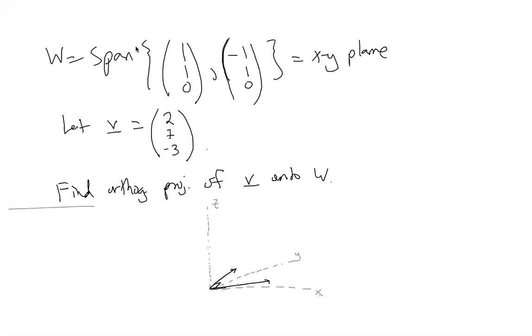And then V over here is (2, 7, -3). I wish I had chosen a positive thing. Okay, whatever. I'm just going to change this to positive 3 so I can draw it. So V is somewhere over here. The answer doesn't change, except it changes from negative 3 to positive 3 or something. Or actually, the answer doesn't change at all. So W is this whole xy plane.